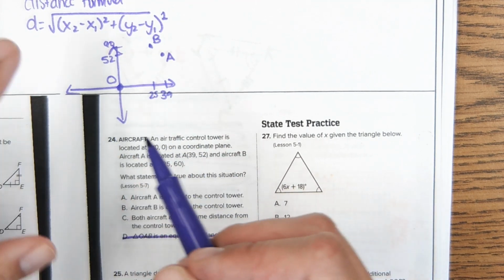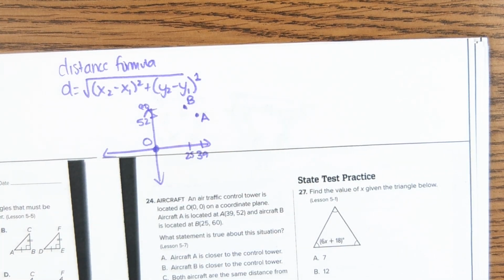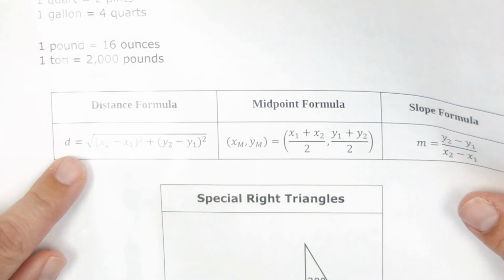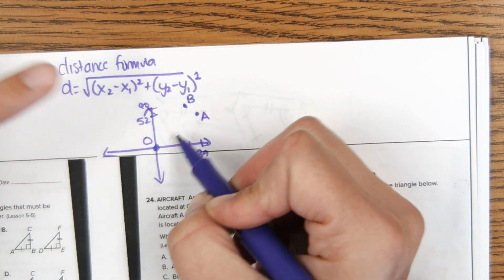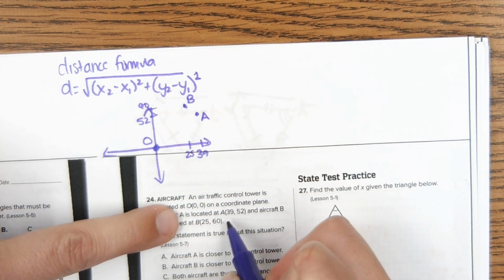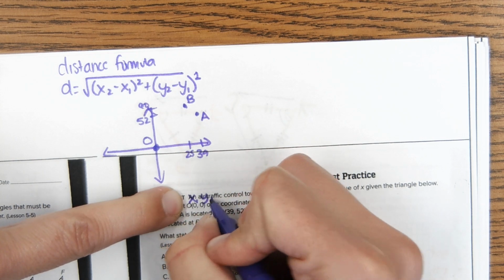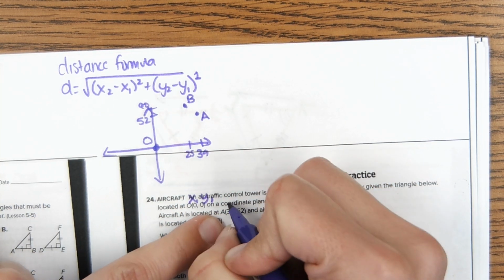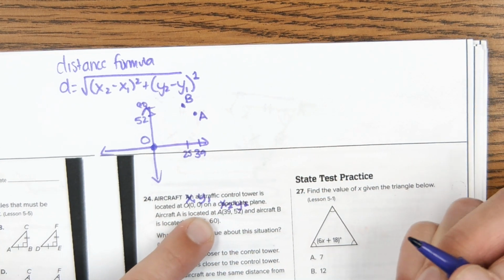So they gave me coordinates here. The distance formula is on the reference sheet for the EOC, so I just pulled this distance formula right off of there and put it here. Then I'm going to use that to figure out which point is closer or further from the control tower. So the coordinates here, I'm going to label (0, 0) as x1, y1, and then the first set of coordinates x2, y2, and I'll find the distance between these two points.